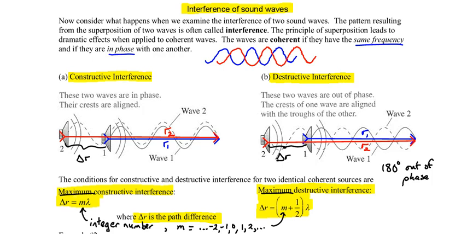Well, if you want to get constructive interference, you want the path difference between these two sources to be out of sync or in sync with each other by a whole wavelength. And if you want destructive interference where you hear no sound at all, then you want the two sources separated by a distance such that they're off by half of a wavelength.